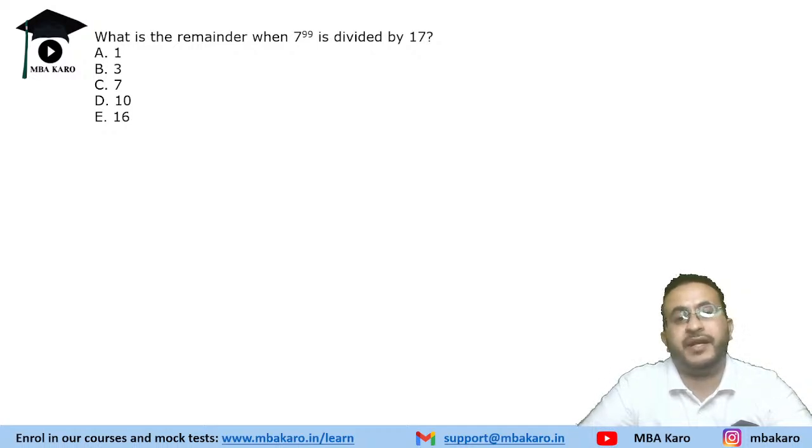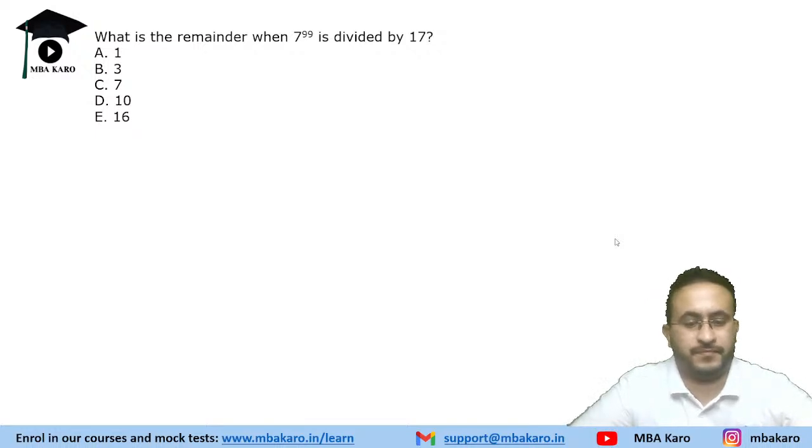What is the remainder when 7 raised to the power 99 is divided by 17? 7 raised to the power 99 divided by 17. So this is Fermat's theorem.